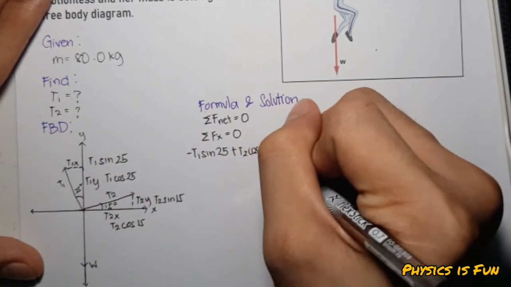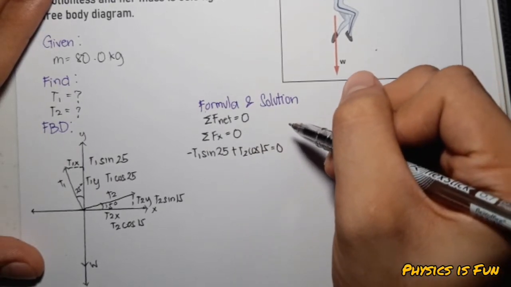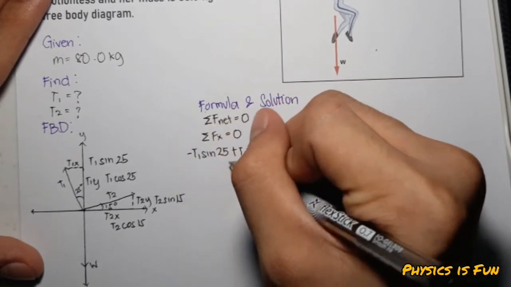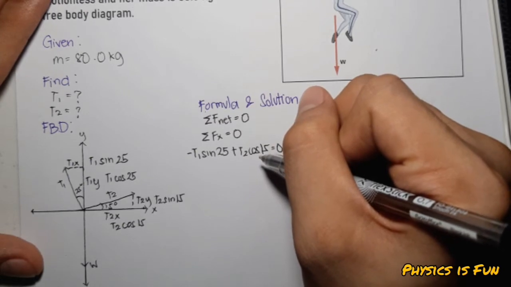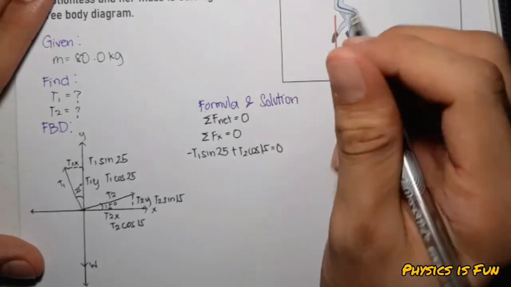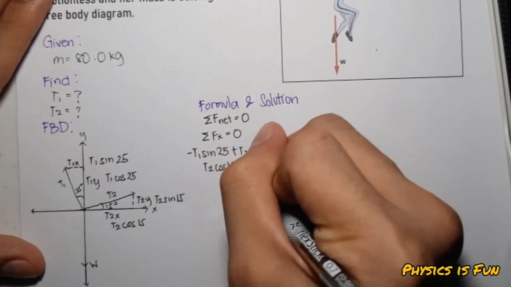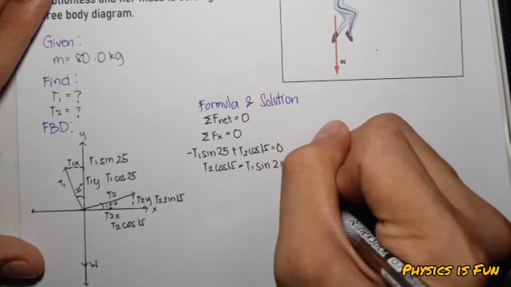T2 cosine 15 equals 0. Let's make it positive, specifically this one. We just need to apply addition property of equality, or for others, transpose. It will be like this. T2 cosine 15 equals T1 sine 25.